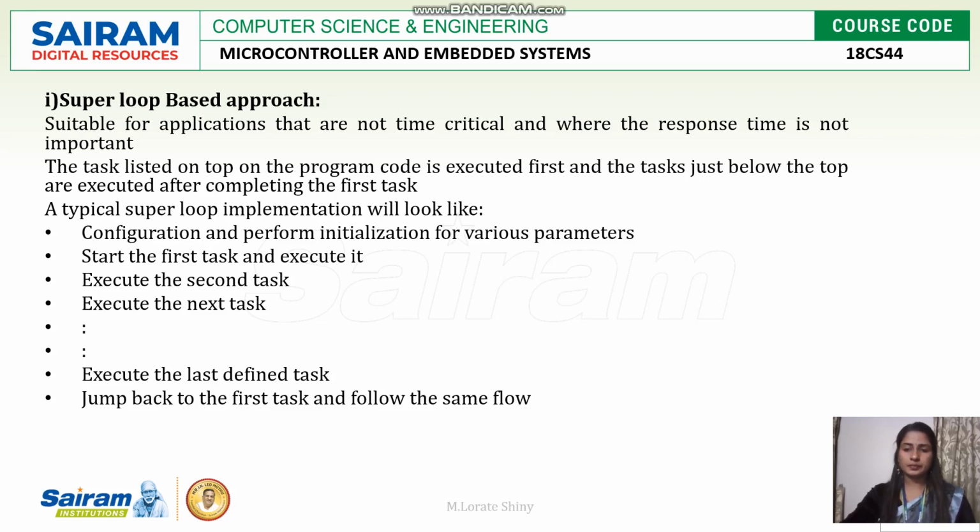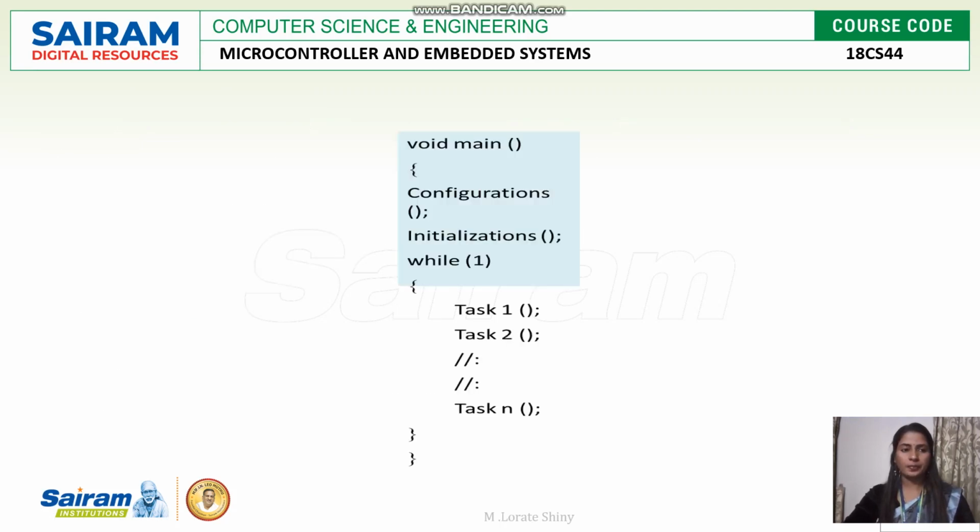You can see here the implementation. First we have to complete the configuration part, then we start the first task, then the second task, then the third task, like that till the last task. If the loop repeats, we go back to the first task and complete it. You can see here, first is configuration, then inside the loop, task 1 is completed first, then task 2, and at last task n. Again, if the loop repeats, we do task 1, task 2, till task n.